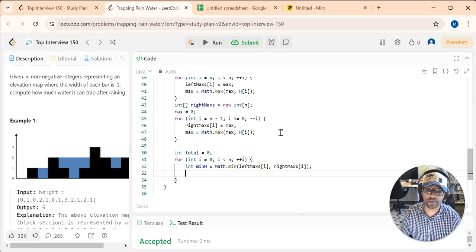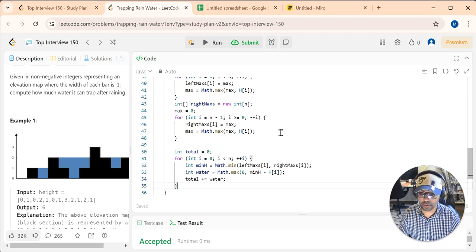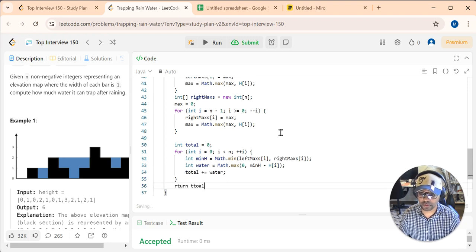Now what do we do? We say, hey, let's calculate the water. How much water can we hold? Well, we say min h minus our height, which is h of i. Well, this could be negative, so we need to make that 0 if it is. Yes, I think we need to do that. So let's say math.max 0 comma that, right? Okay, and now we just say total plus equals water, right? That's how much water we can have, and we say return total. Okay, I think that is all.